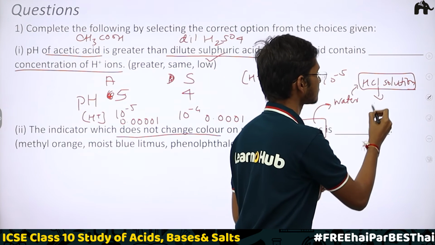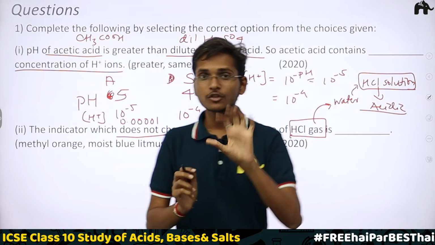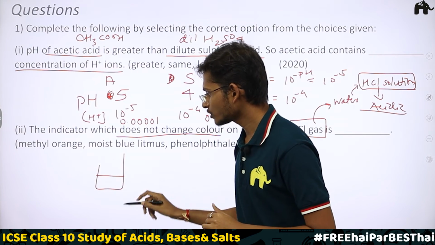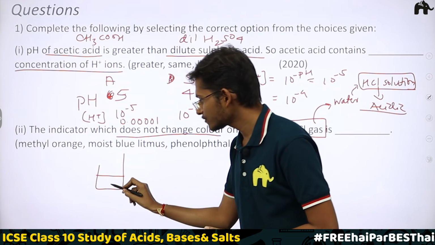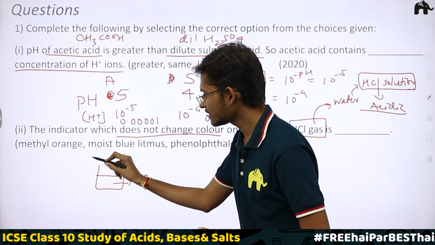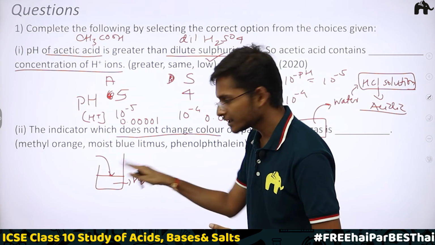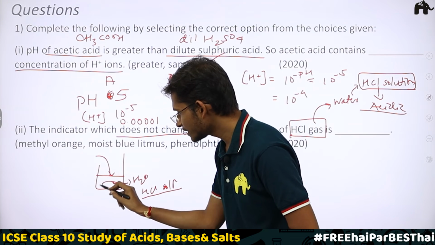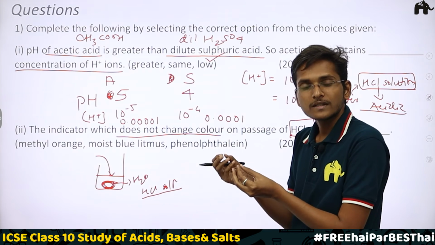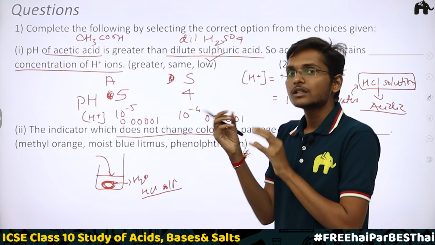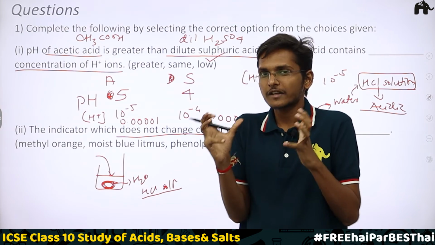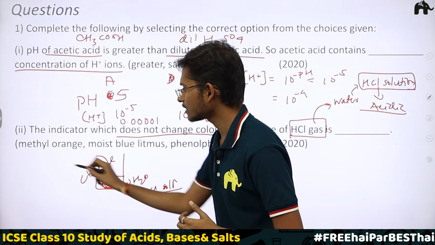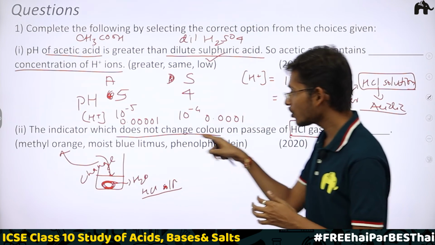Now we know HCl solution is acidic, right? Very simple. So when the methyl orange indicator is there in our beaker, we know that this methyl orange indicator solution has water. So when we pass HCl gas, that HCl gas would dissolve in water, it would form HCl solution, and HCl solution is acidic. So an acidic solution is getting formed in methyl orange, and we know methyl orange, when we add it in acidic solution, the orange color becomes red, right? So it would change the color. This would not be our answer, because they are asking which does not change the color.